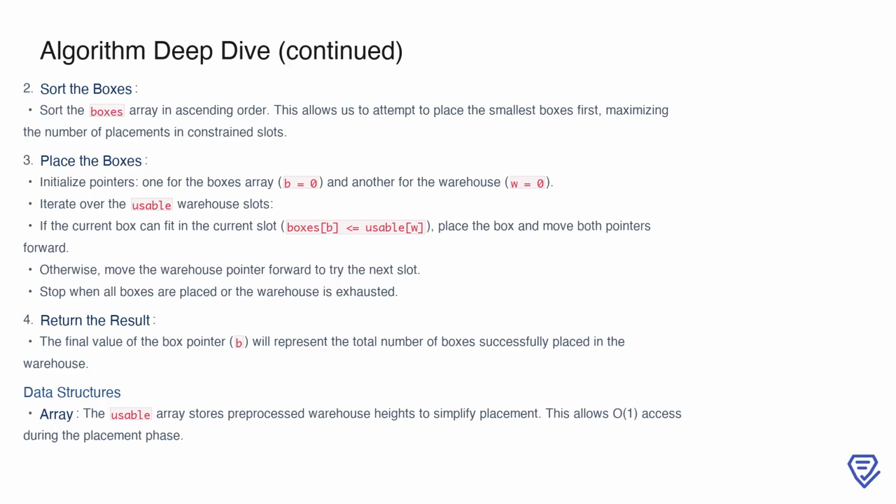For this, we use two pointers, B, to track the current box, and another, W, to track the current warehouse slot. As we iterate through the usable array, we check if the current box fits in the current slot. If it does, we place the box and move both pointers forward. Otherwise, we simply move the warehouse pointer to the next slot. This process continues until either all boxes are placed or we run out of warehouse slots. At the end, the value of the box pointer, B, gives the total number of boxes successfully placed.